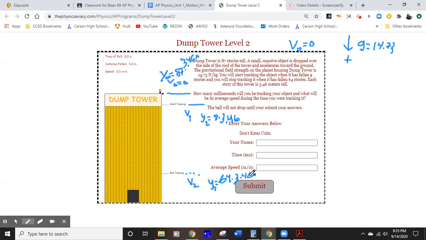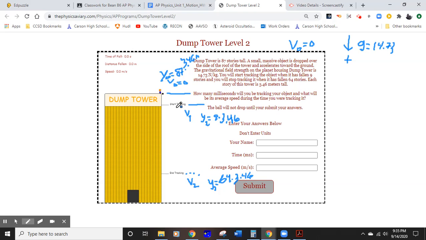All right, so let's take a look. Let's see what we got going. At this position here, the initial height is 87 stories high, and each story is 3.46 meters. So that's going to be Y0. Initial velocity is going to be 0. It's going to drop. It's going to gain speed until it gets to this point here.